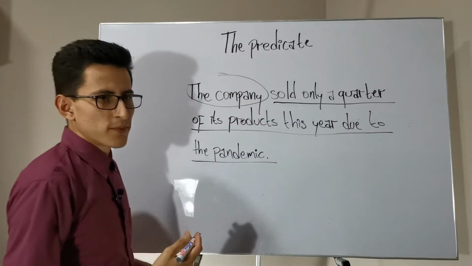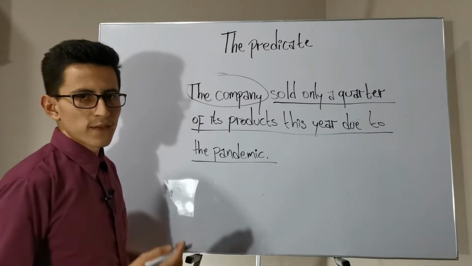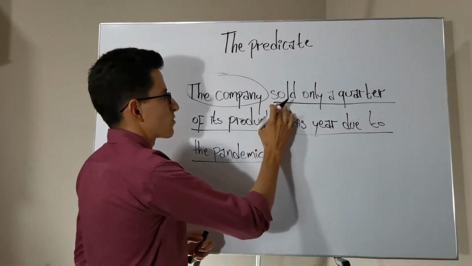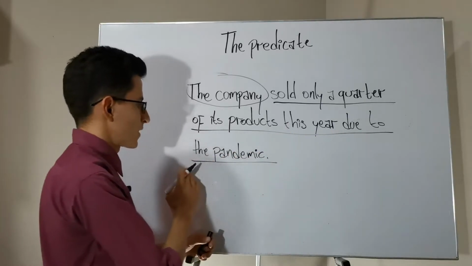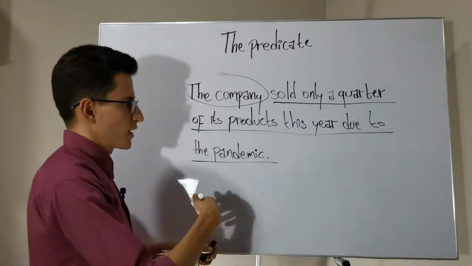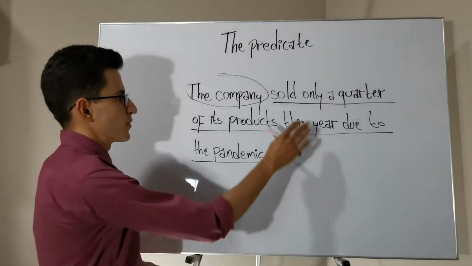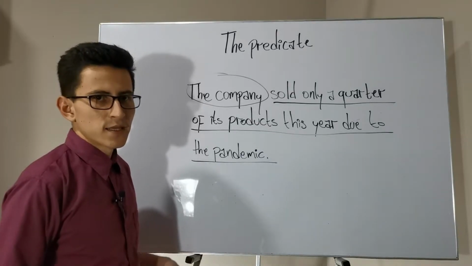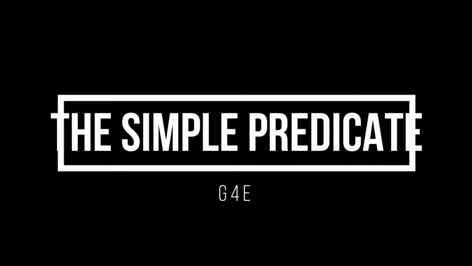So remember that every single word that is not part of the subject is the predicate. That's why sold only a quarter of its products this year due to the pandemic is the predicate of this sentence. We have to include the verb or verbs of the sentence in the predicate because they are part of it.